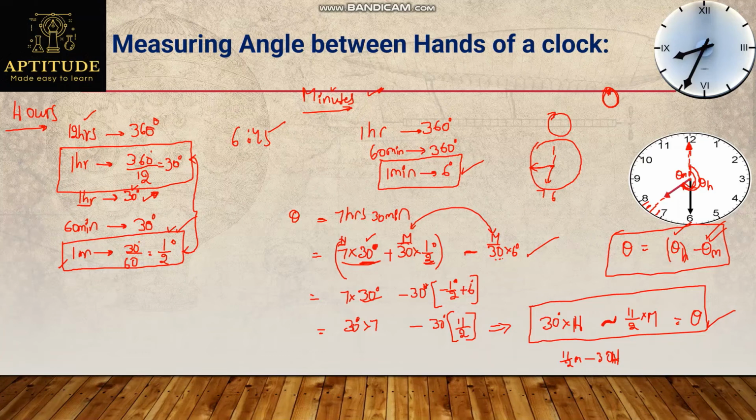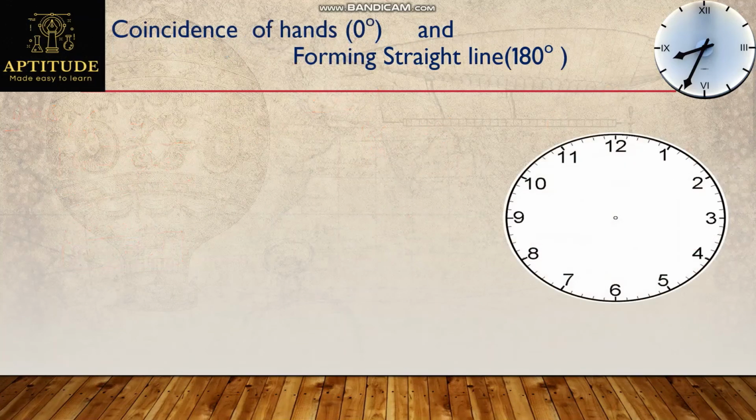And coming to these angles itself, there are different types of problems also in angles. That is nothing but coincidence of hands and forming straight lines or other angles. So just now we found out the angle between hands of a clock, right? In some questions you can expect how many times you'll get coincidence of hands. Coincidence is nothing but meeting together. The hours hand and minutes hand should be at the same point. That is nothing but 0 degrees between them, and forming 180 degrees means it should be like this. 0 degrees means both hands will be at the same point.